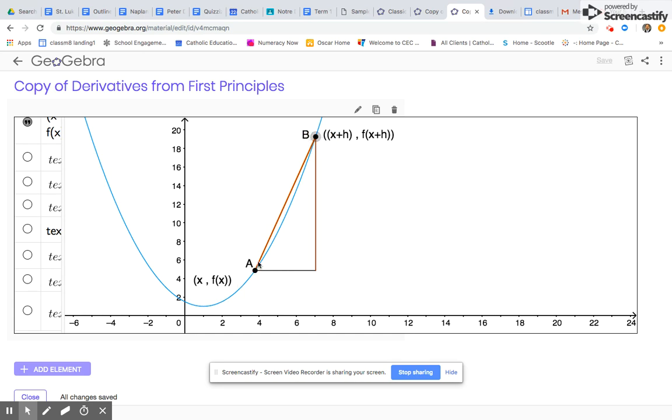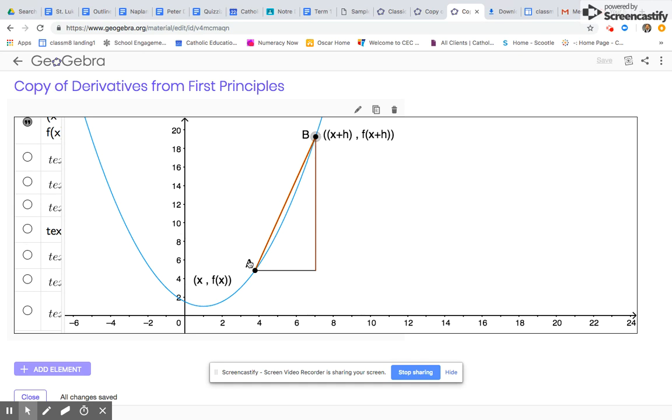This point here is x, f of x. And this point here, all we've done is instead of x, we've looked at x plus h. And when we substitute in, we get f of x plus h.